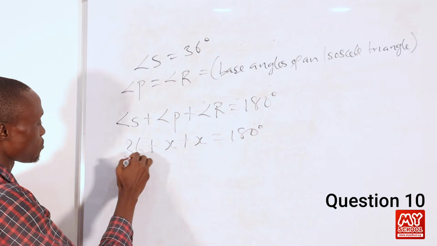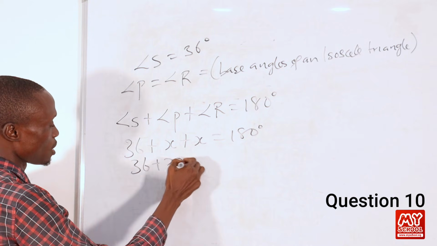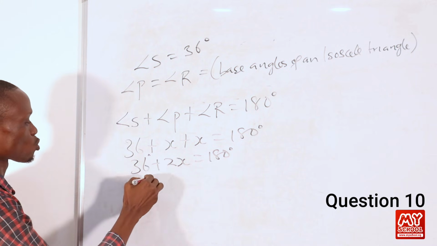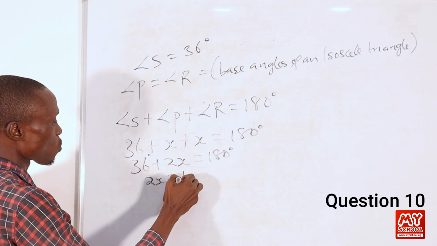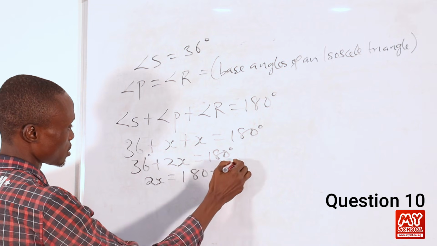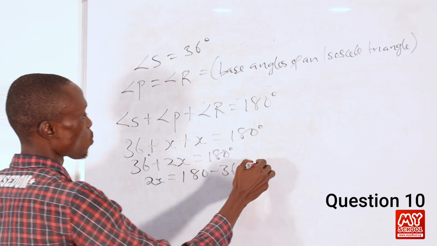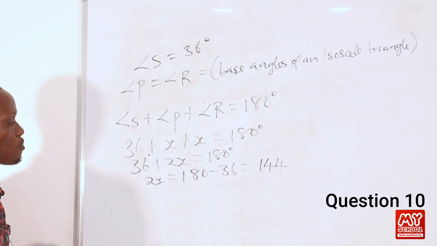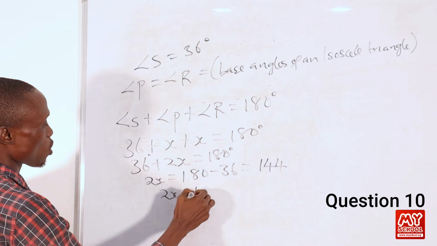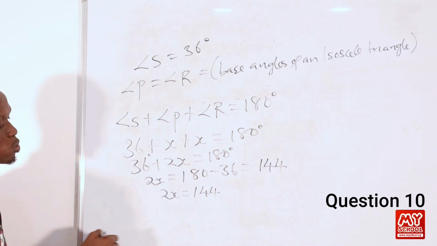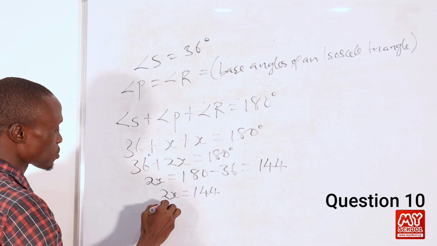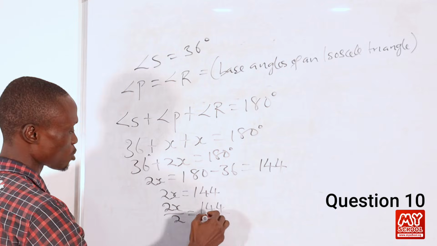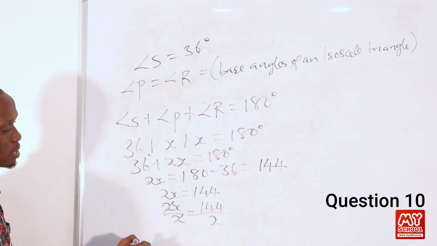So summing this up, we'll have 36 plus 2x is equal to 180 degrees. So we collect like terms. So 2x will now be equal to 180 degrees minus 36, and that will be equal to 144. So 2x is equal to 144. So to get the value of x, we divide both sides by 2, which is the coefficient of x. So we cancel out the 2.